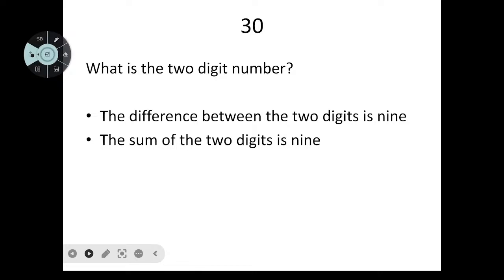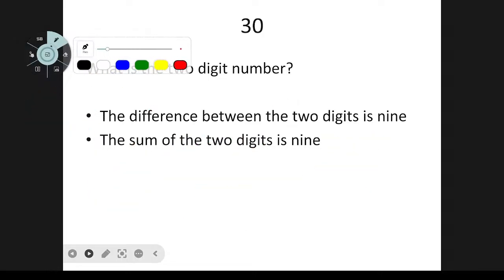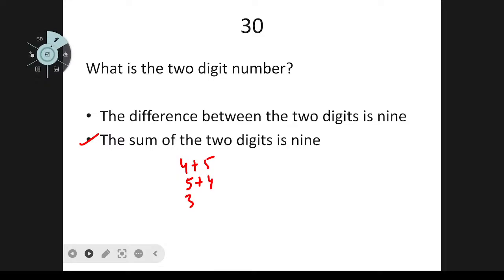What is the two-digit number? The difference between two digits is 9, and the sum of the two digits is 9. Now here, if the sum is 9, it can be 4 plus 5, it can be 5 plus 4, it can be 3 plus 6 or 6 plus 3. So many combinations are there. By using this, definitely I cannot get it.